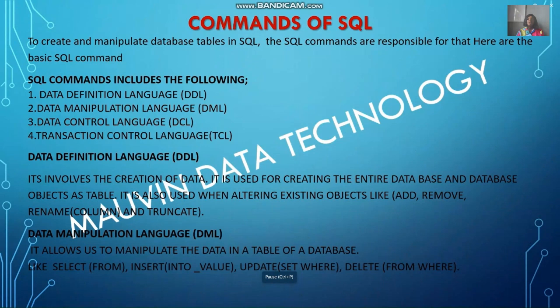Now let's move into commands of SQL. The SQL commands are responsible for creating and manipulating database tables in SQL. We have 4 types of commands, which include data definition language, which is known as the DDL. We have the data manipulation language, which is known as the DML. We have the data control language, which is known as the DCL. We have the transaction control language, which is known as the TCL.